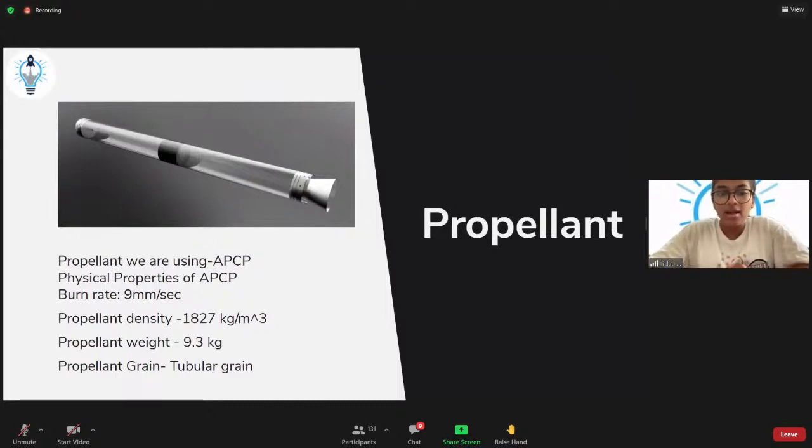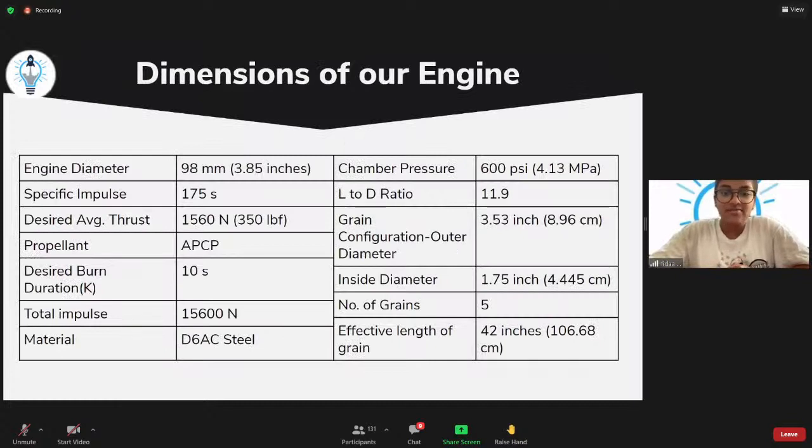In this table that you see on the slide, the specifications of the engine we have designed are given. It contains all the assumed and calculated values of the physical quantities which we are required to have while designing the engine. Thank you, and over to Sahani.